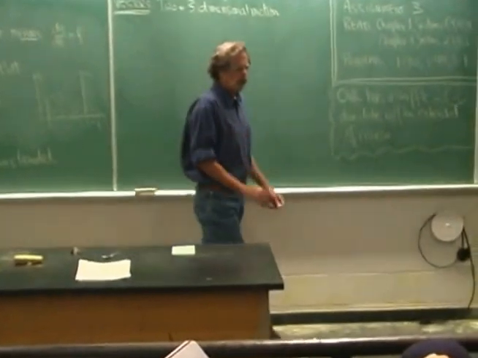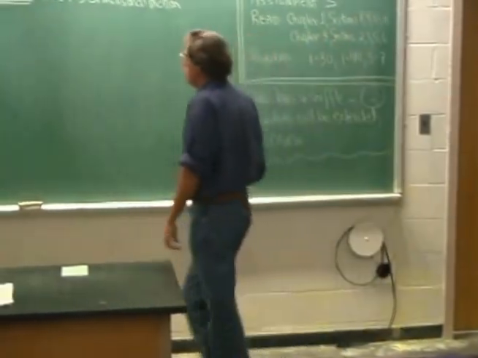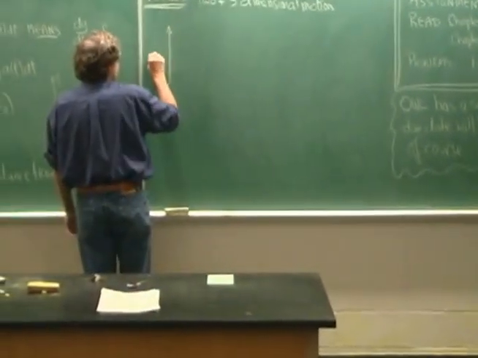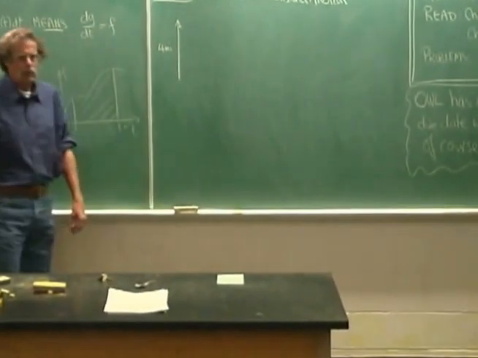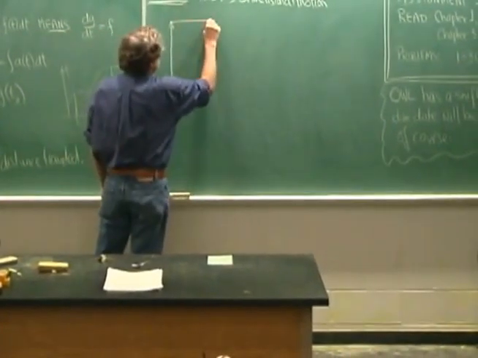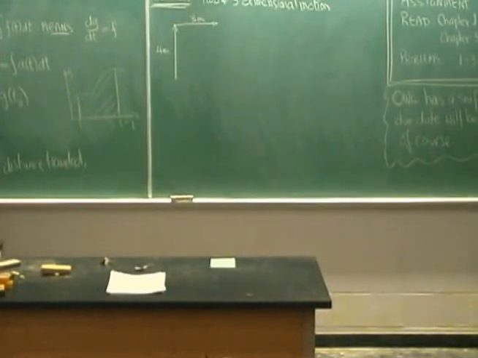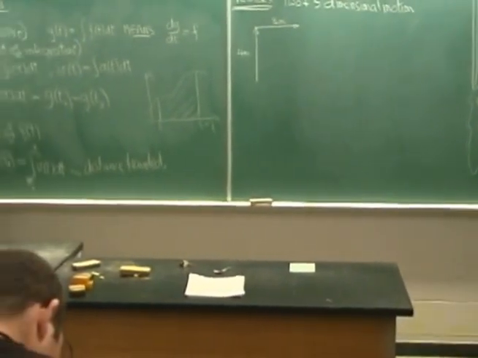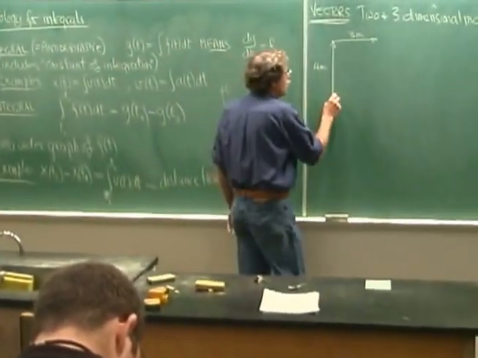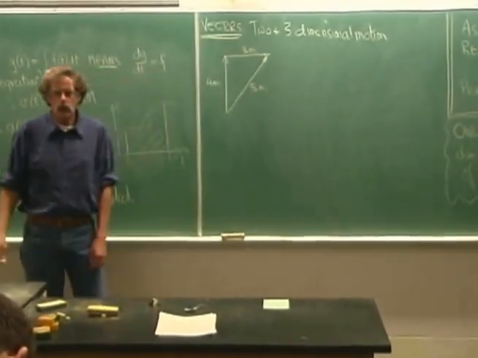Let me introduce the problem like this. It's going to seem like a stupid example, but I think it's the essence of the problem, really. Suppose that you walk 4 miles due north, and then you walked 3 miles due east. You walked a total of 7 miles. But you didn't get 7 miles from where you started out. You're only 5 miles from where you started out.